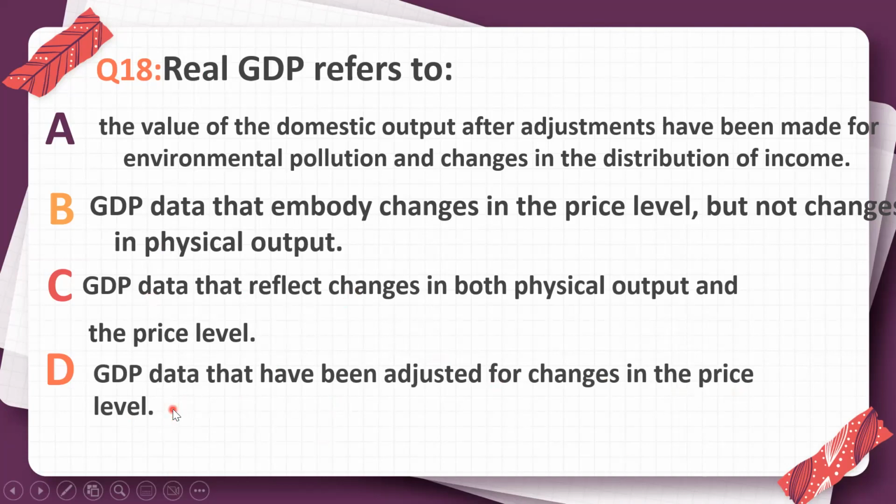لازم إن إحنا بنعمل له تغييرات بالأسعار and we used constant prices، الأسعار الثابتة بنستخدمها في الريال جي دي بي، وبنستخدم حاجة اسمها البيز يير أو سنة الأساس.